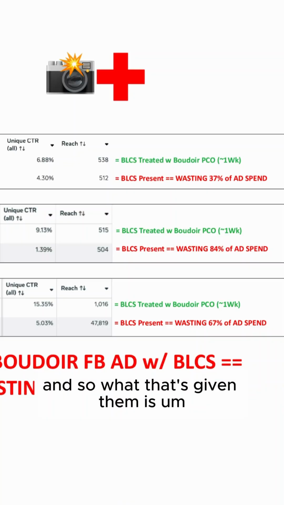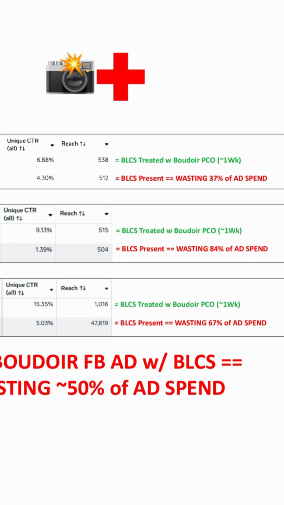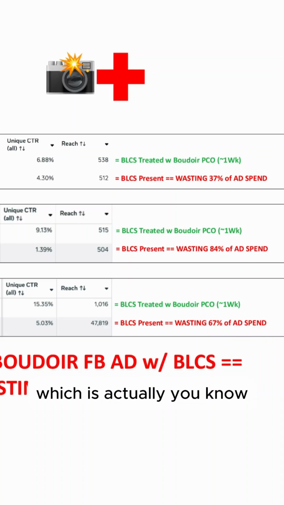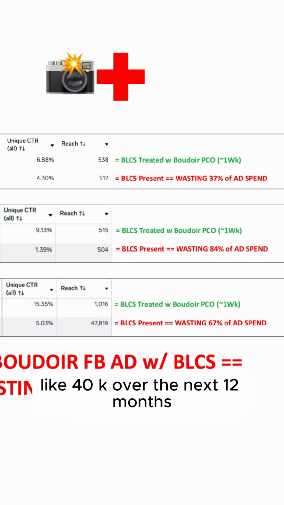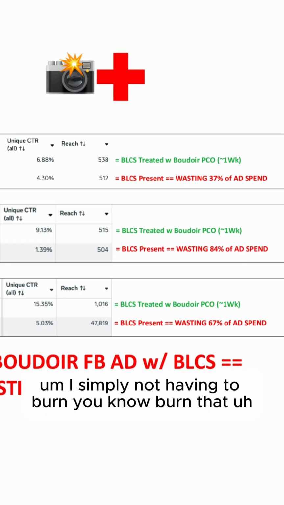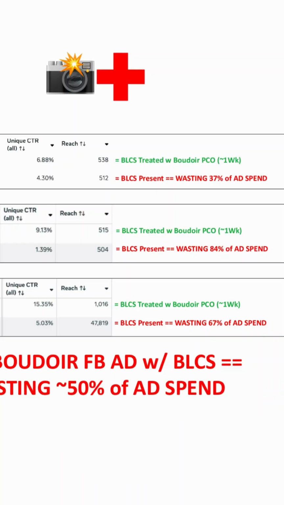And so what that's given them is 3,700 bucks a month, which is actually like 40K over the next 12 months, by simply not having to burn that cost.